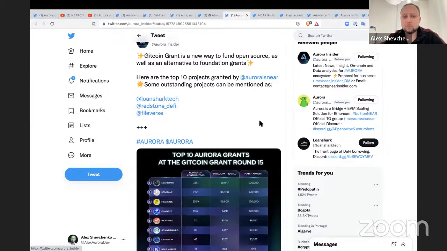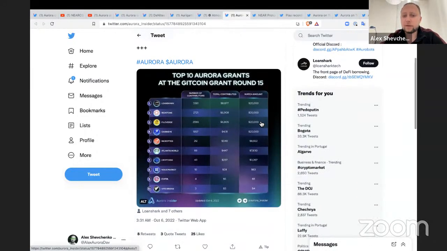The grant round for Gitcoin actually finished, and now we have the results and grantees within this round. There are several companies that have been funded through the contributors on Gitcoin, and also amounts that were matched by the Aurora Labs team. And there are some prominent projects there: Lawn Shark, Redstone, Fileverse.